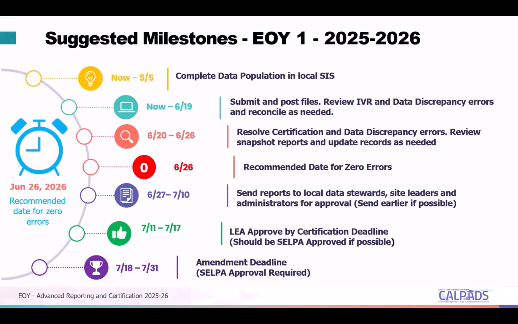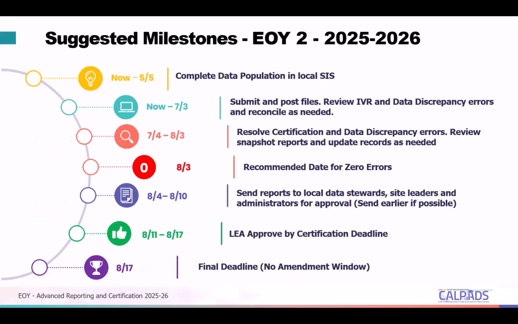So this is again a reminder that the 0 errors milestone date is June 26th for end of year 1. Please make a note of that. This is the suggested milestones for end of year 2.